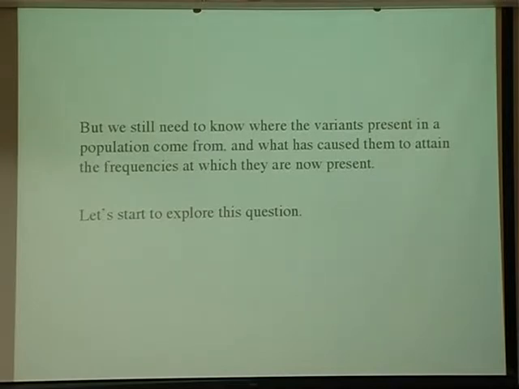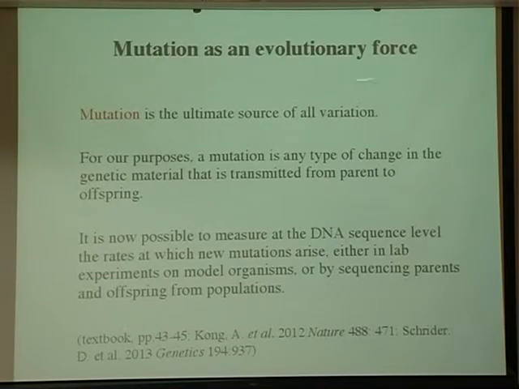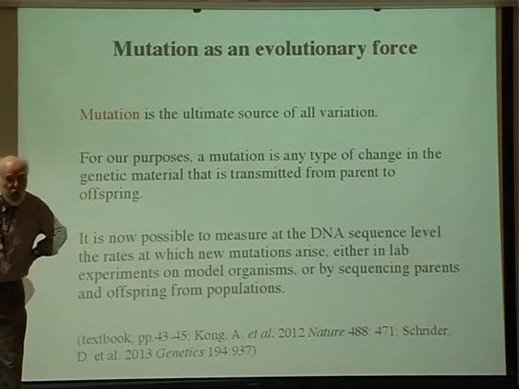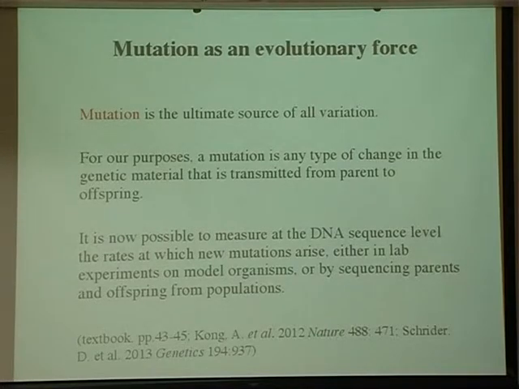So let's look at the question of where the variants come from and what's caused them to get where they are now. Mutation. That's the ultimate source of all variation. If there were no errors in DNA replication, life would be very boring. We'd all be some kind of small molecule in an RNA soup. But we have to have variation. And that variation comes from changes in the genetic material that are transmitted from parent to offspring. That's all we mean by mutation.